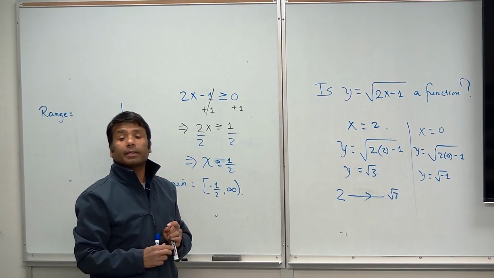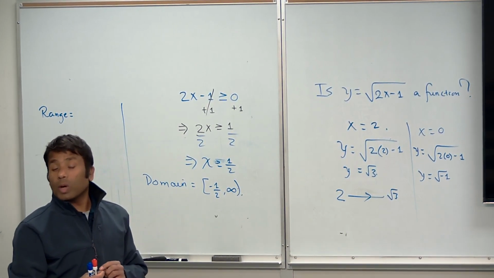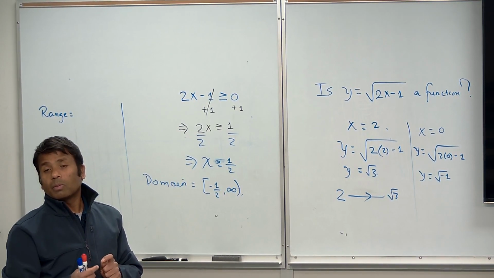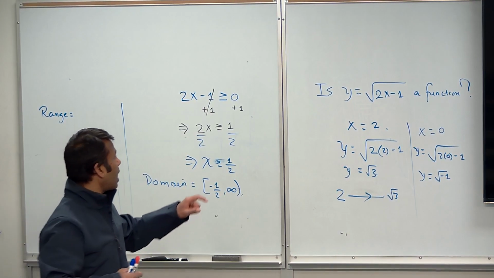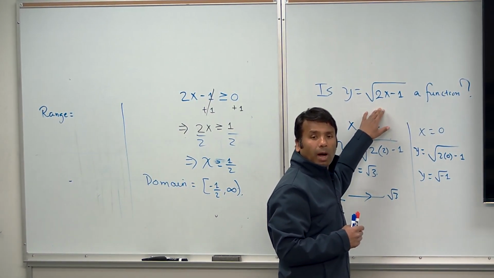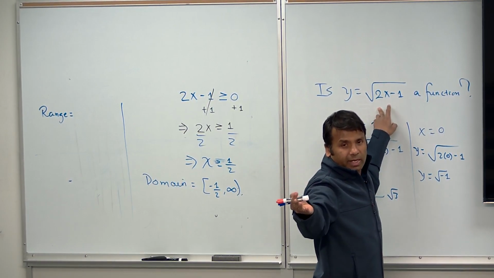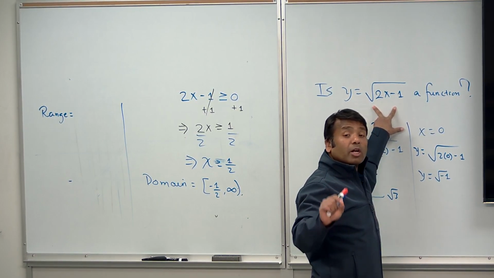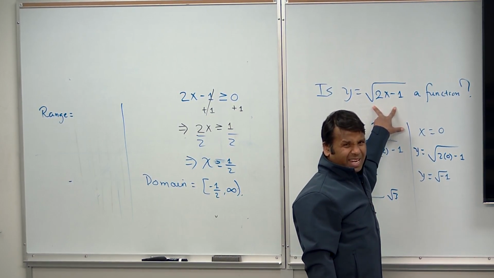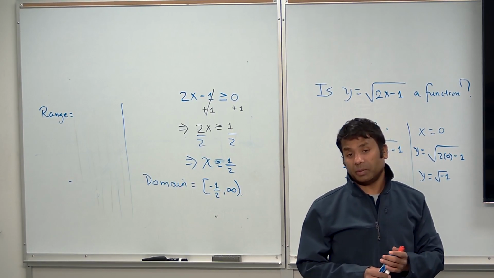And remember that the square root of any number is non-negative, right? You know that, right? This is the square root of 2x minus 1. Y is the square root of 2x minus 1. So the square root of any number is a what? Non-negative number. It cannot be negative. So the y value must be greater or equal to 0.